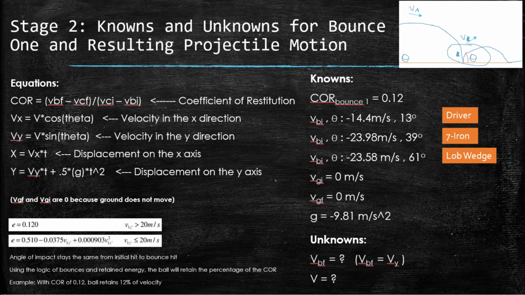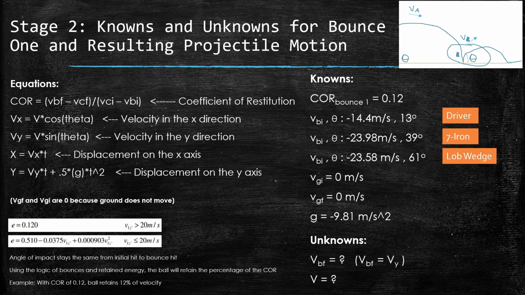So we know the coefficient of restitution, the initial ball velocity, and the angle of the driver, 7-iron, and lob wedge, the initial and final velocity for the ground, and gravity. What we want to find out is the final ball velocity, the final ball velocity in the y direction, and the overall velocity. As you can see, we have combined both the bounce and projectile motion onto one slide as we wish to show the relationship between the two.